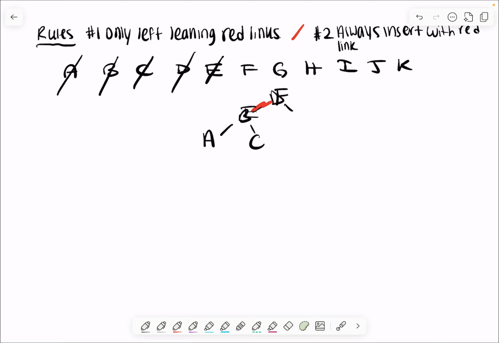So based off the parent, F, which is right here, comes after D. So it goes to the right of D, like so. Let me fix this right here. And that's what we have. Now we insert G. It comes after F, so it's going to go to the right of F.